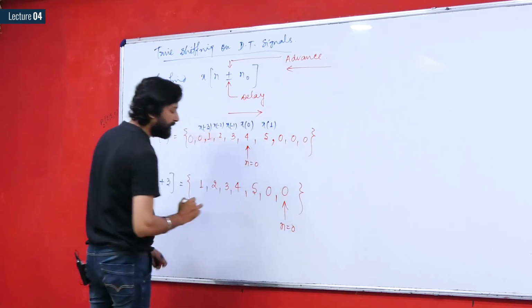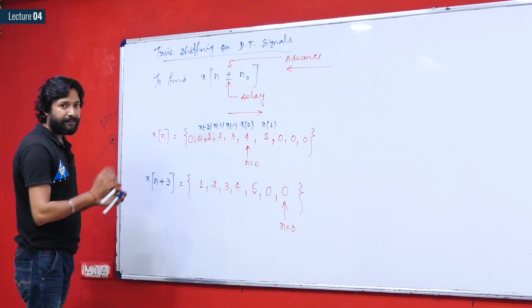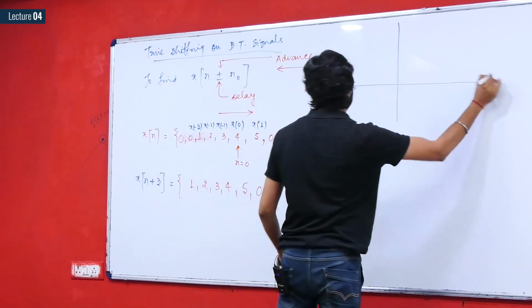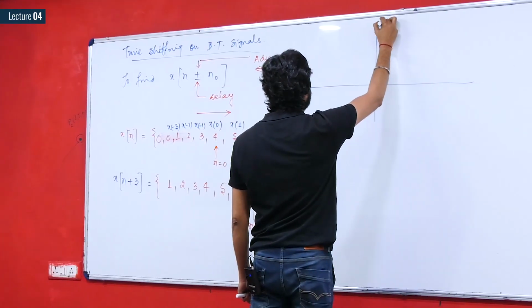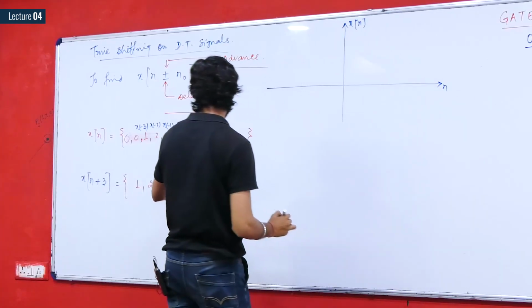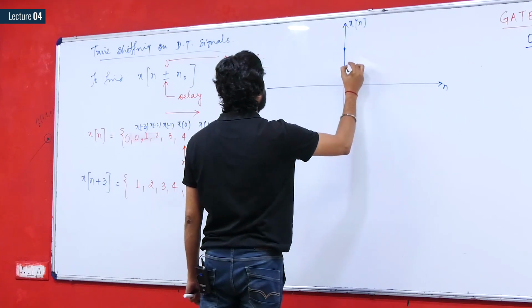It will be now n equals 0 point. So you have obtained this signal x of n plus 3. Graphically, if the signal is given to you, then it would be like x of n with respect to n. At n equals 0, the value is 4.